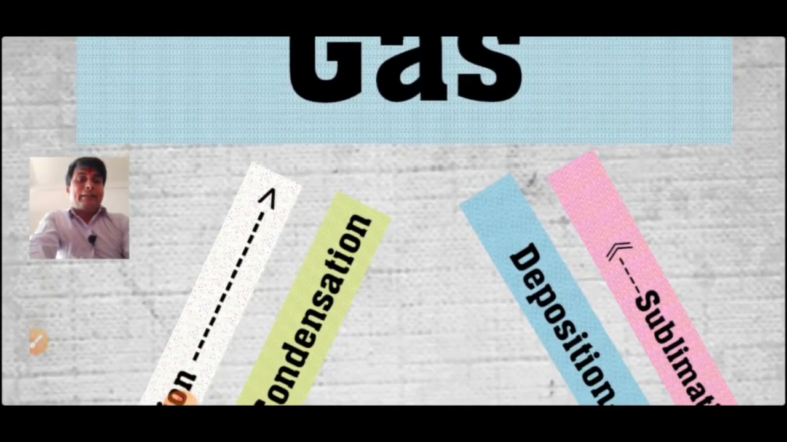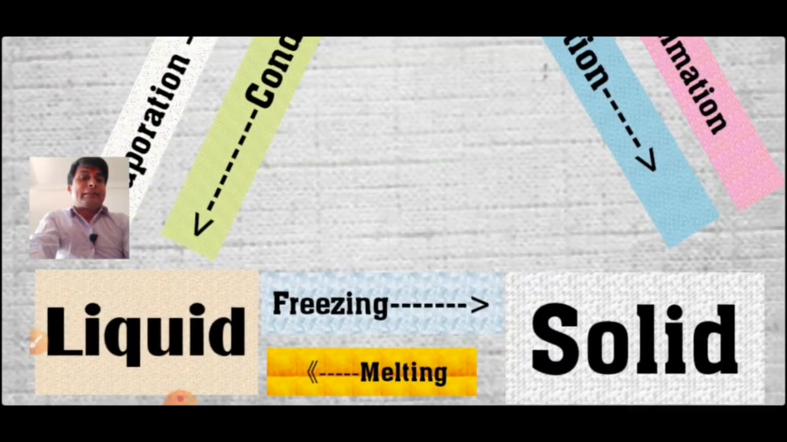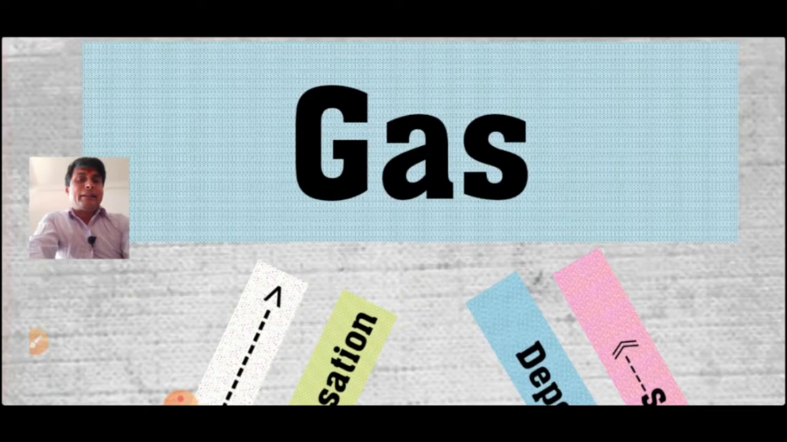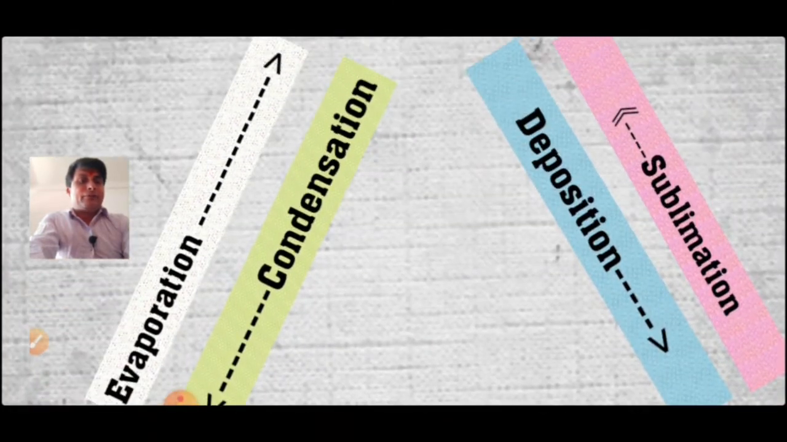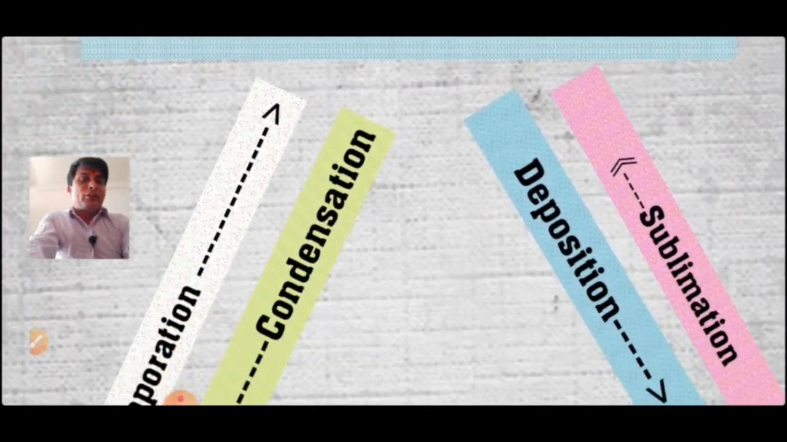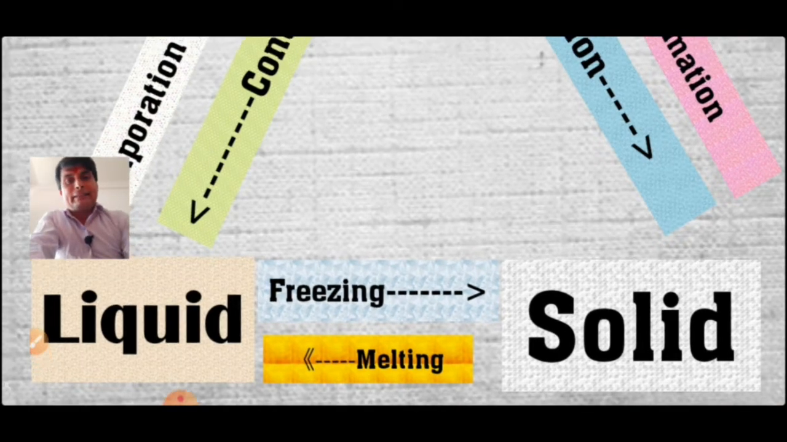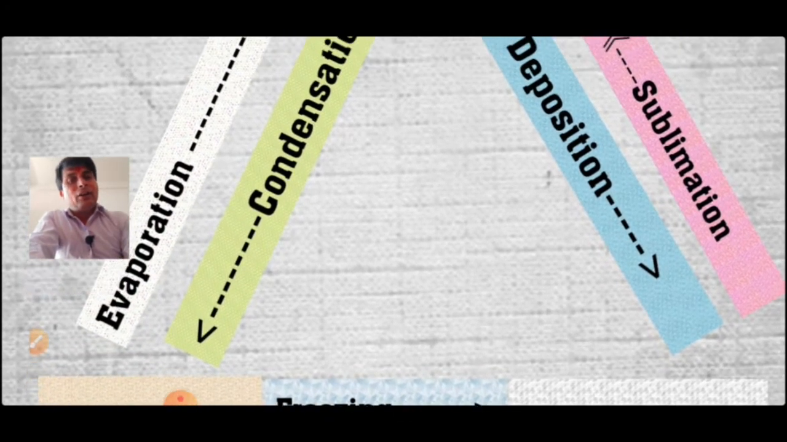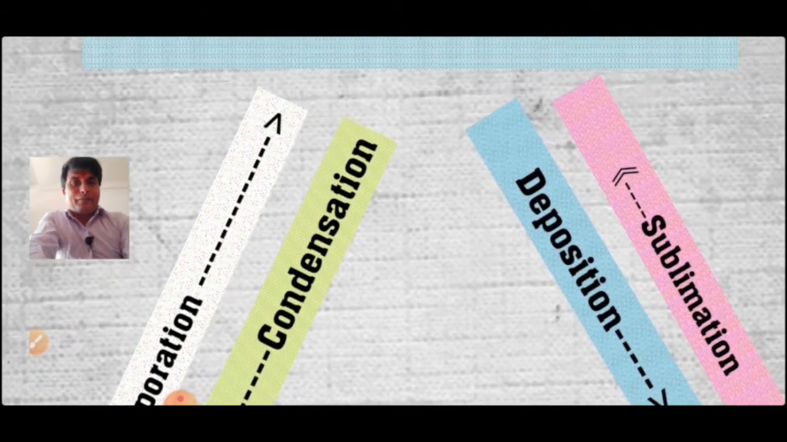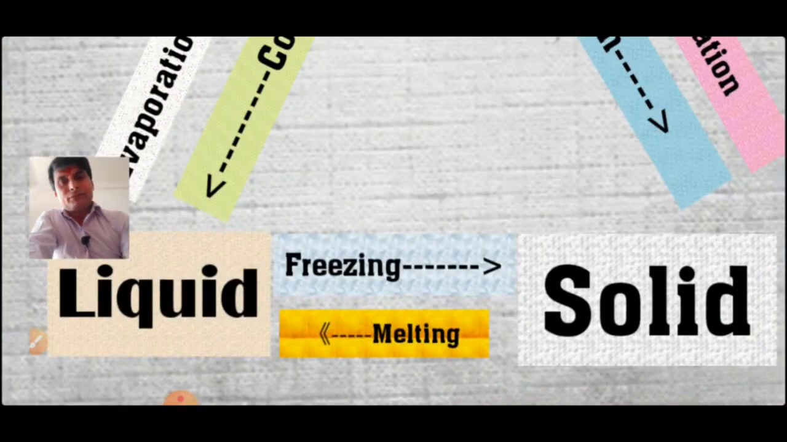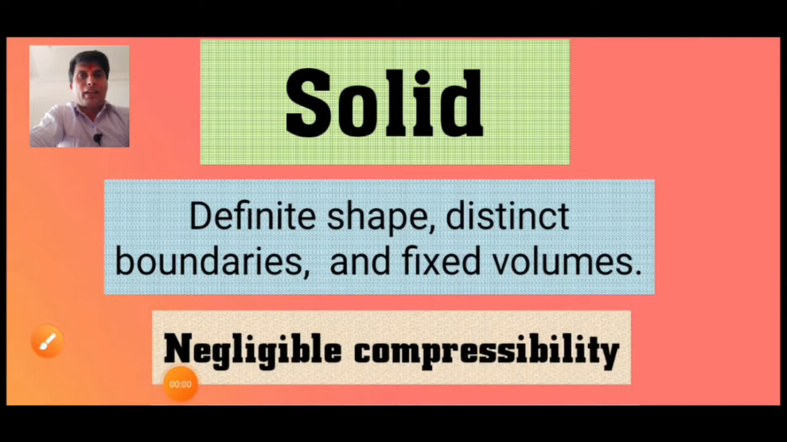And when a solid undergoes sublimation, it changes into gas. When a gas undergoes deposition, it changes into solid. This is the relation between all three. We will describe the states of matter one by one.